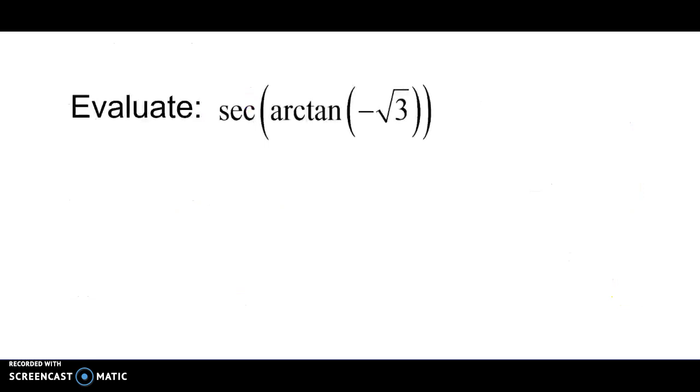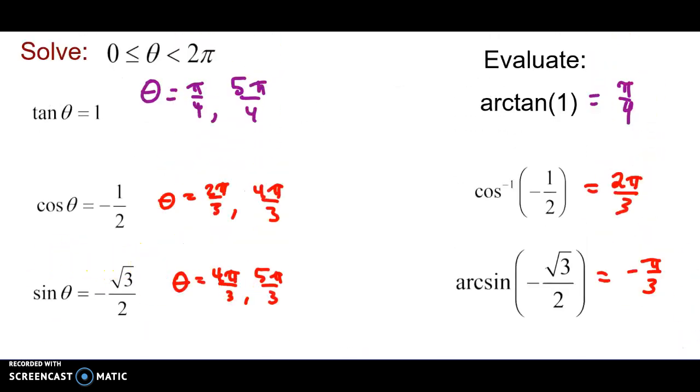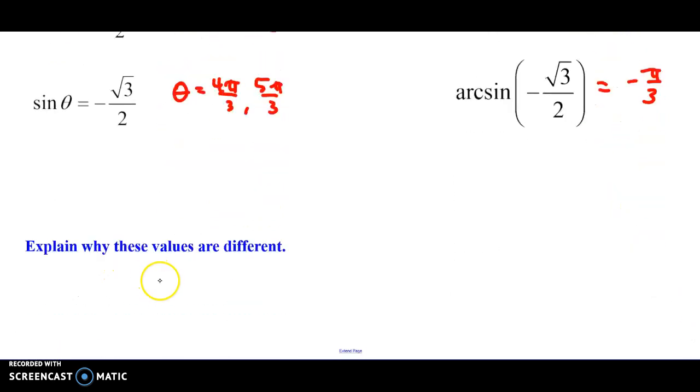Okay, let's try this one. Oh, I forgot to ask you guys an important question though. Explain why these values are different. Go ahead, put me on pause.